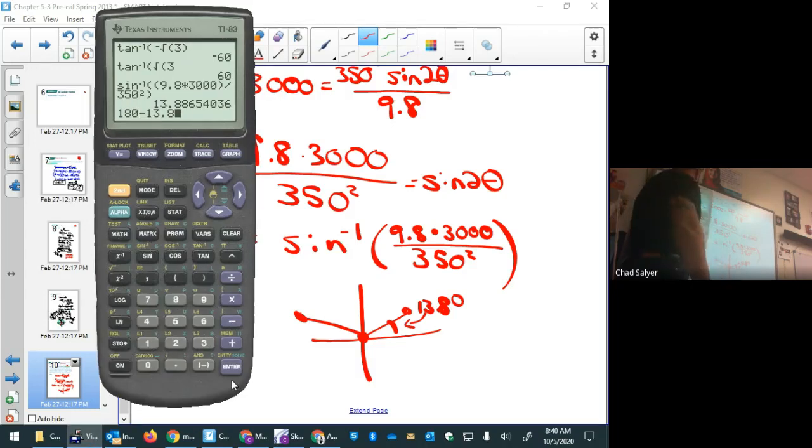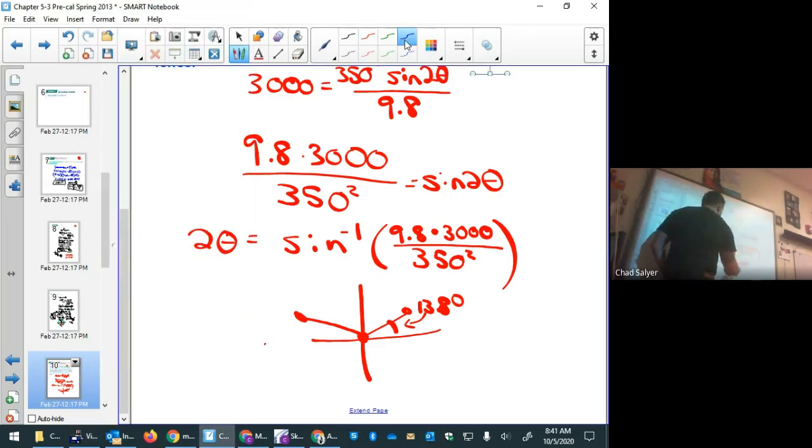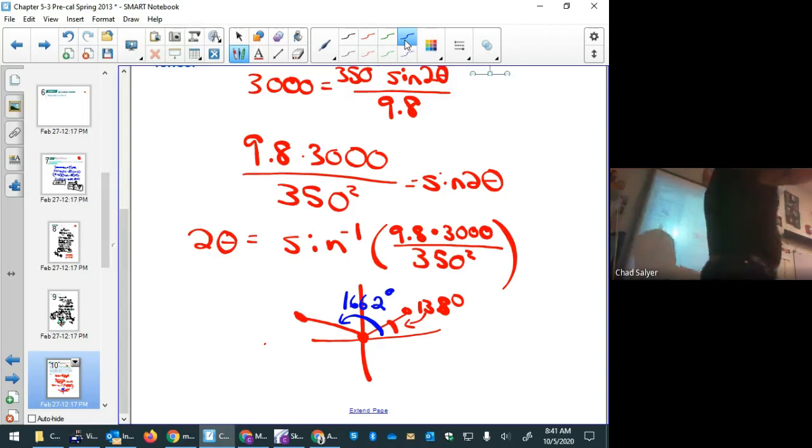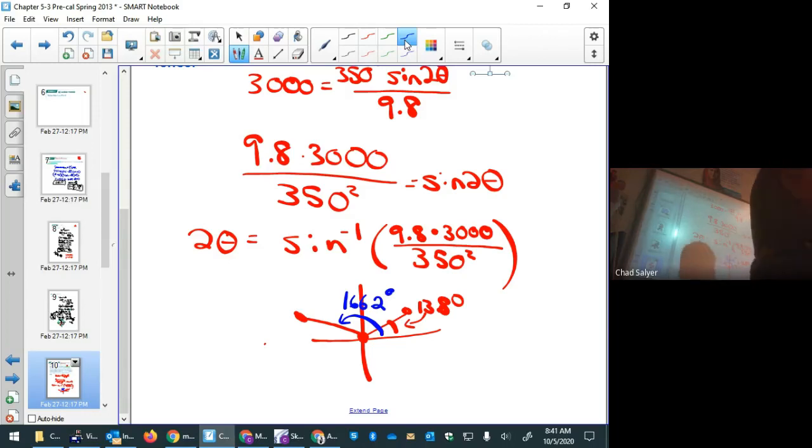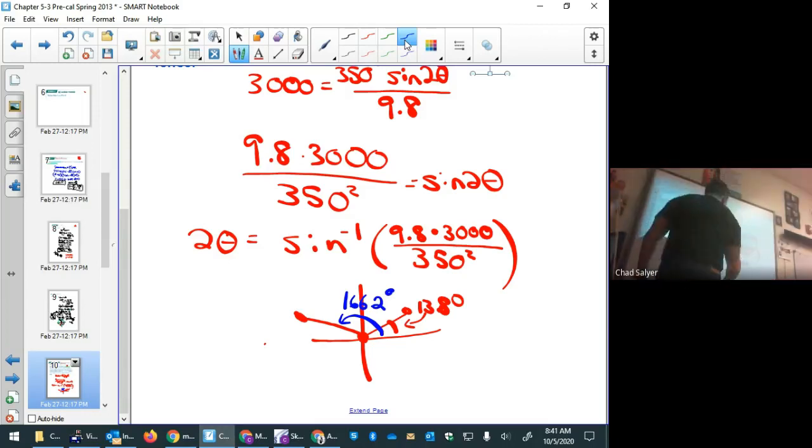Wouldn't the 13.8 be 2 theta? Yes, but we're going to take care of that in just a second. That's a good observation. 166.2 is the other. And what Holden says makes a lot of sense, because if I set the barrel's angle to 166.2, do you see how I'm shooting almost directly behind myself? Oops. So we don't want to do that.